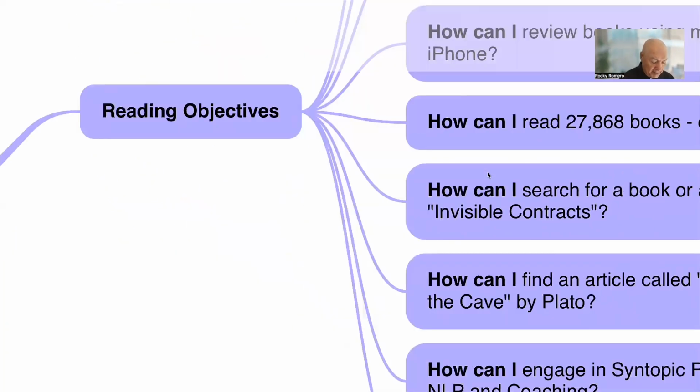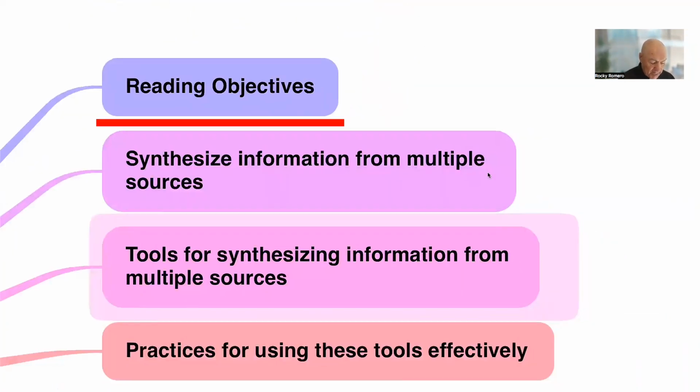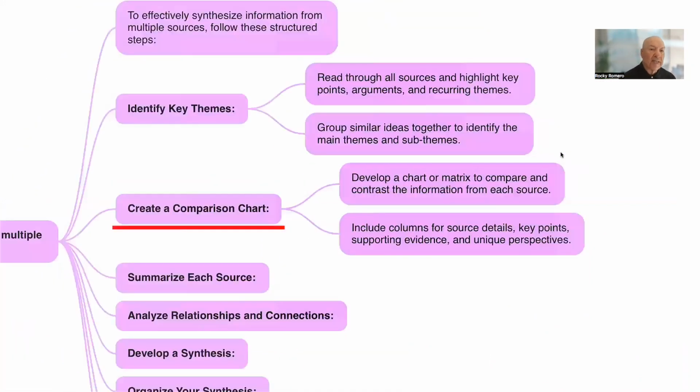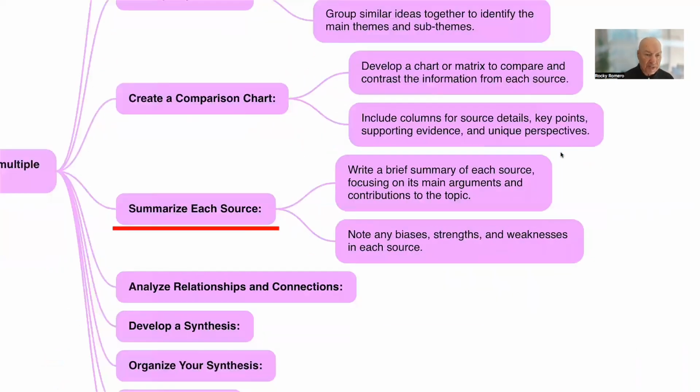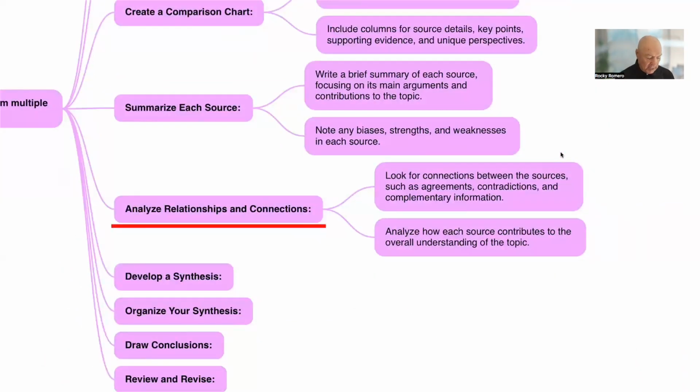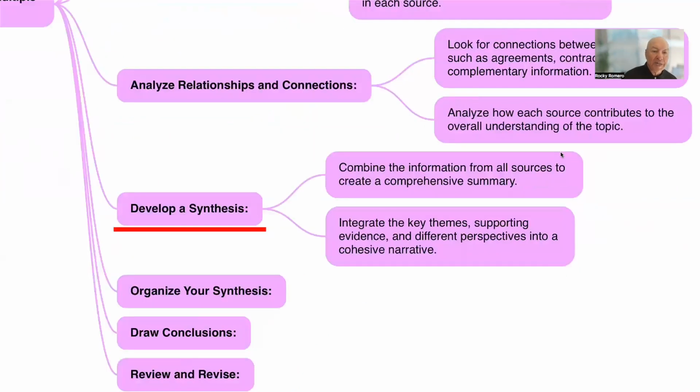So let's move on. There are some other areas: synthesizing information from multiple sources. How does that work? Well, identify key themes from the sources and group them together. Create a comparison chart. How do they compare from source to source? Summarize each source: the strengths, the weaknesses, the biases. Analyze the relationships and the connections. Develop a synthesis that is very unique to myself or to yourself.